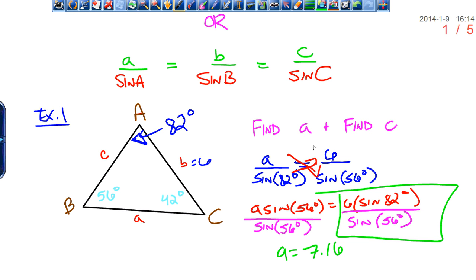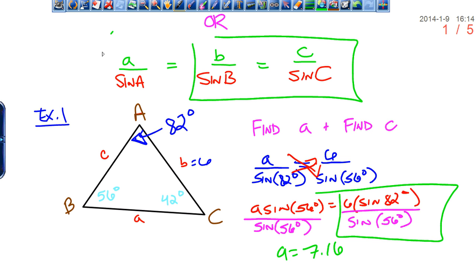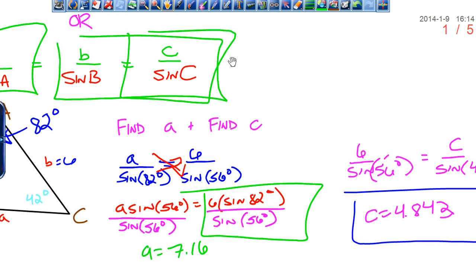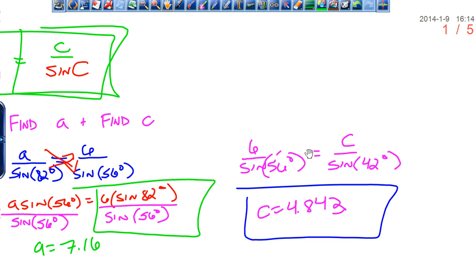Okay, and so that was A. And then when we find C, we can use the second half, B and C. Or if you want, you can do A and C, and we're going to get the same thing. We just found A, so you can use it if you want, or we can use B and C. So our proportion is going to be set up like this. We cross multiply and divide, and we get 4.83. So that's that. Shall we move on?